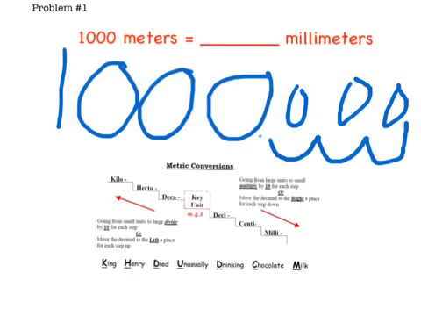We got 1 million because when we saw that we need to get to millimeters from meters, the only option is to move the decimal point 3 to the right because it takes 3 steps down to get to the millimeters area.